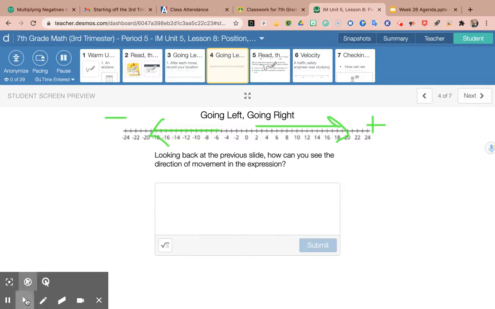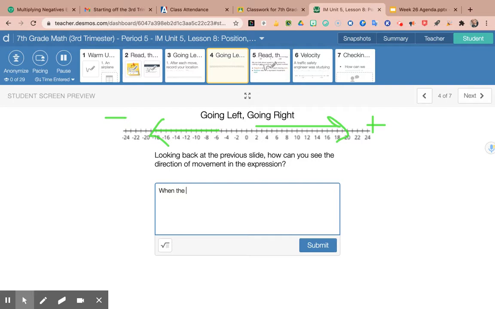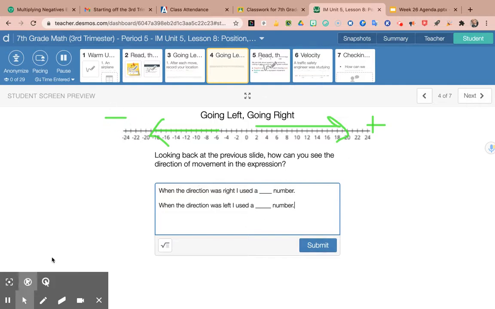So right here, you're going to type when the direction was right, I used a, when the direction was left, I used a. Take a look at my picture. When I go right, I used this kind of number. When I go left, I used this kind of number. When you're done, click submit.